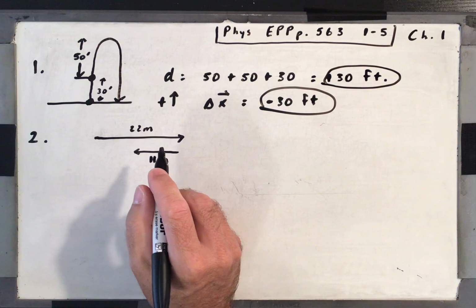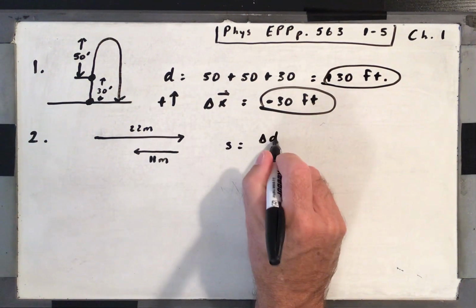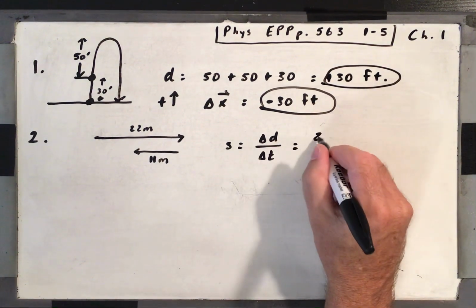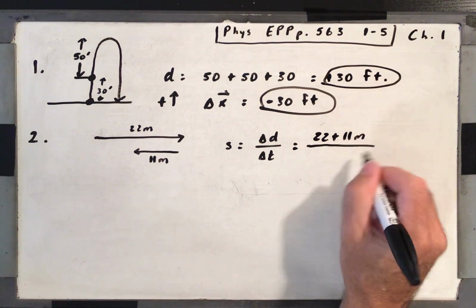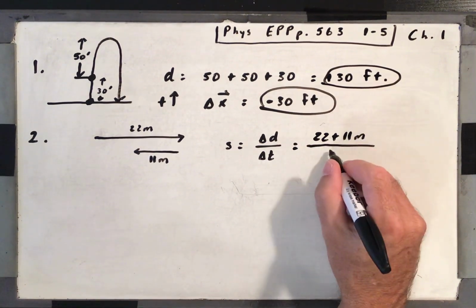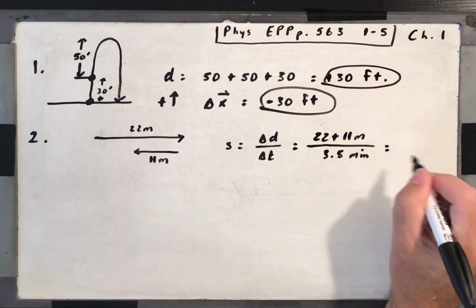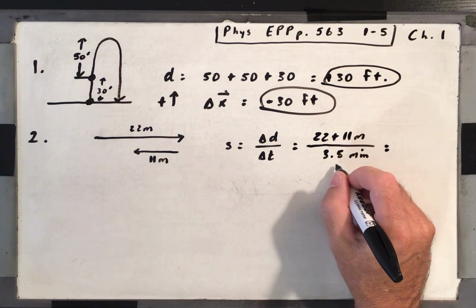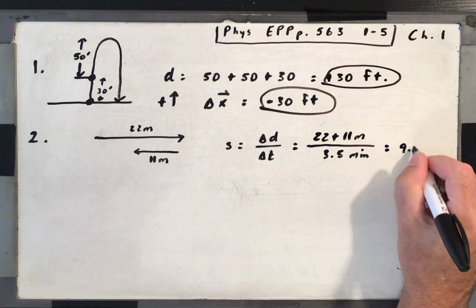All right, so what is the average speed? Well, speed is the change in distance over the change in time, and the change in distance is going to be 22 plus 11 meters, that total distance, and it's 3.5 minutes. All right, so 33 divided by 3.5 is going to give you 9.43 meters per minute.